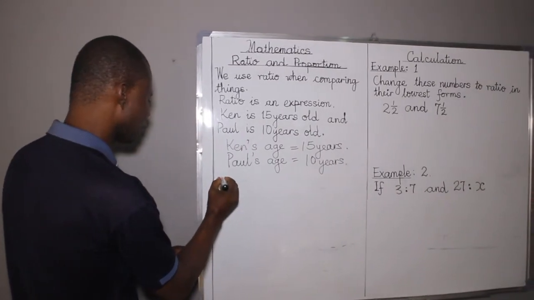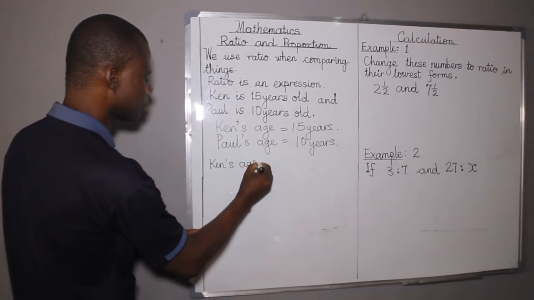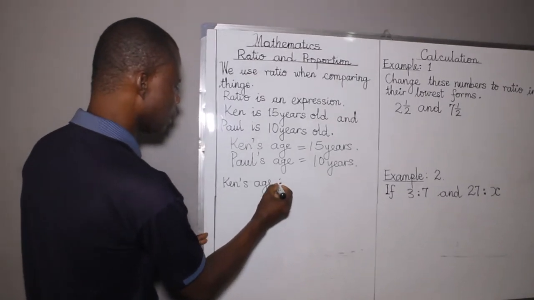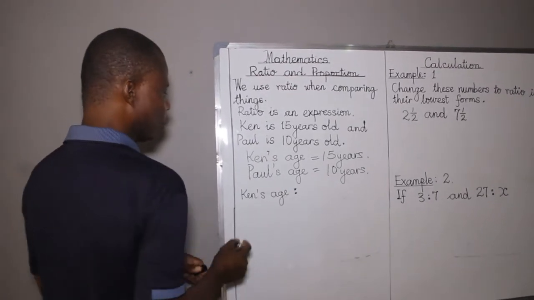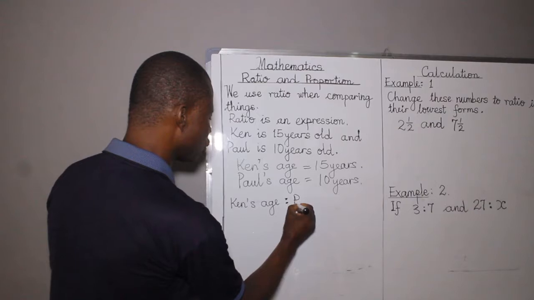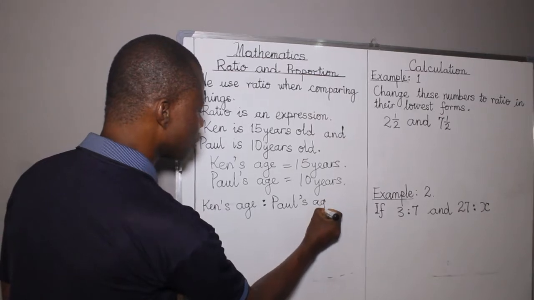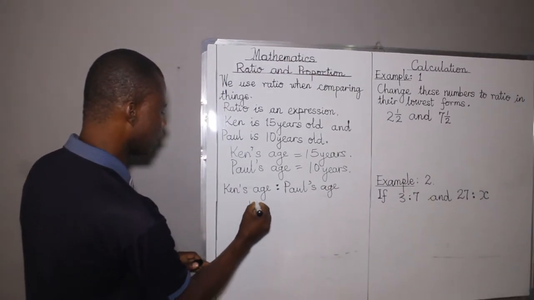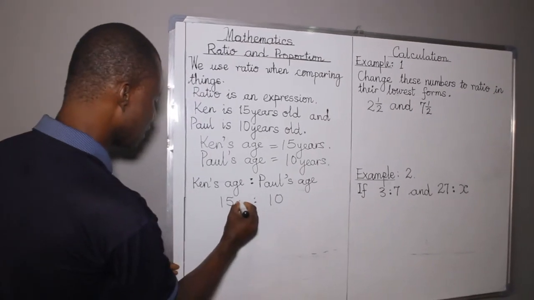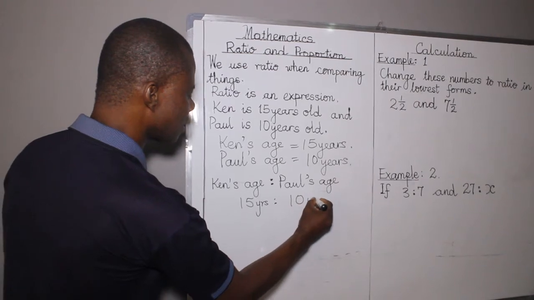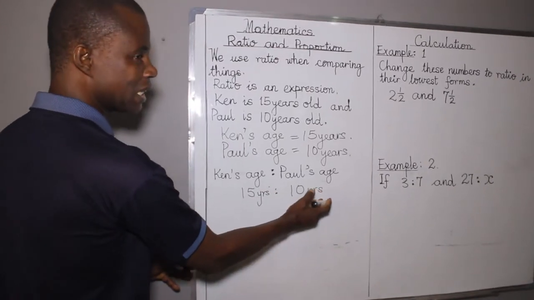That is, Cain's age, we have the symbol, and this symbol stands for "is to", Paul's age. And that is equal to 15 is to 10. So we have years here, let's say short form, years, years. So this unit and this unit are the same.